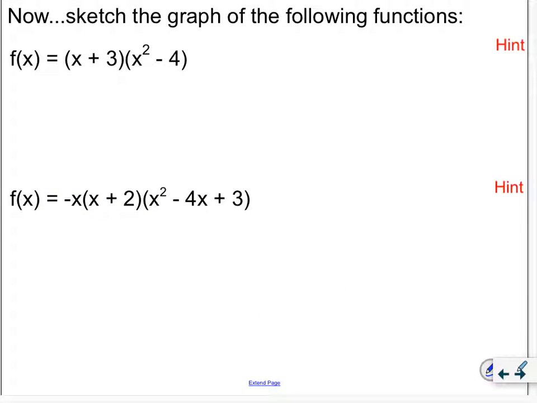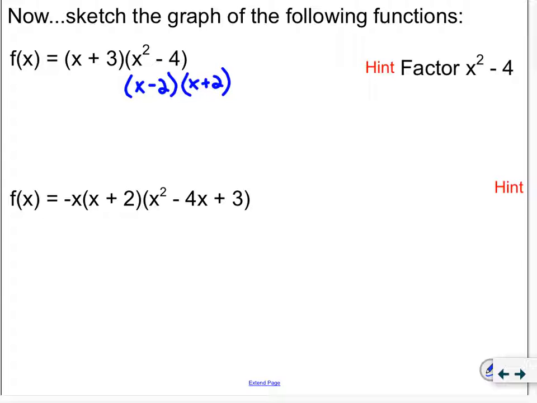Let's keep going. Now that we know that there's a little bit of a bounce occurring, let's sketch these graphs. So we take a look at our first one. F of x equals x plus 3 times x squared minus 4. Oh, wait. Look on the right side. There's a hint. What's the hint? Oh, yeah. Let's factor x squared minus 4. Because x squared minus 4, it's perfect squares. It goes to x minus 2 times x plus 2. And now I'll bring down my x plus 3.